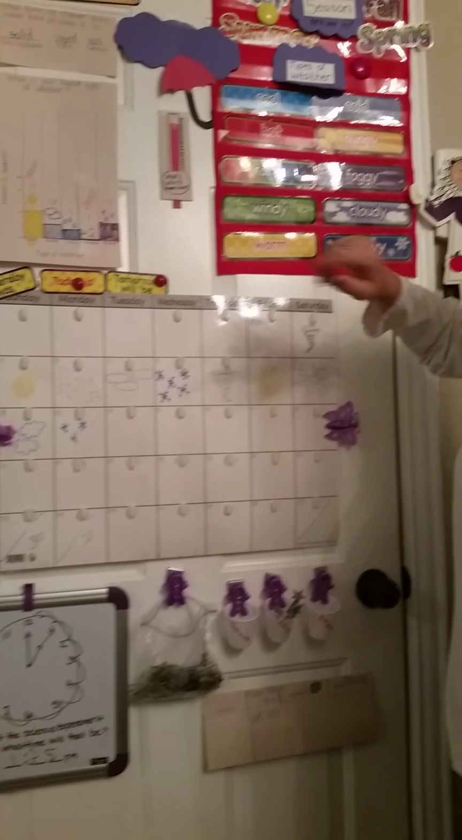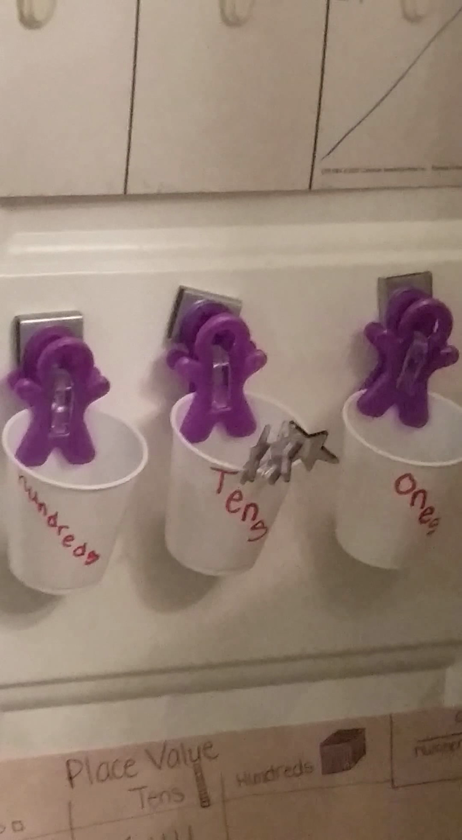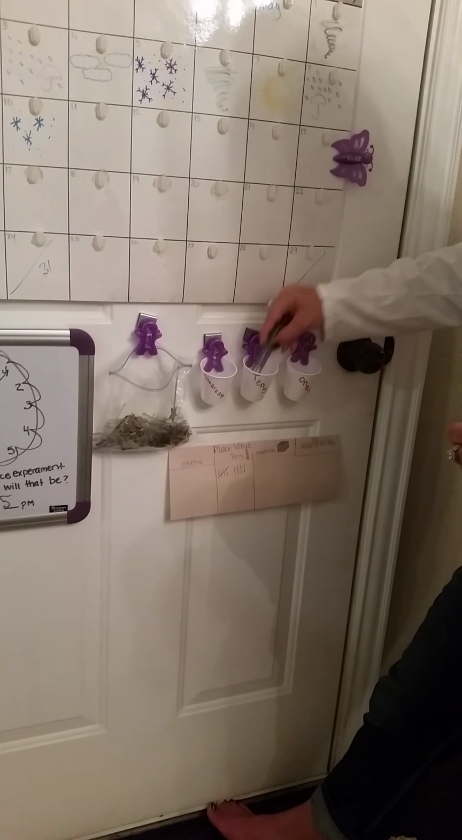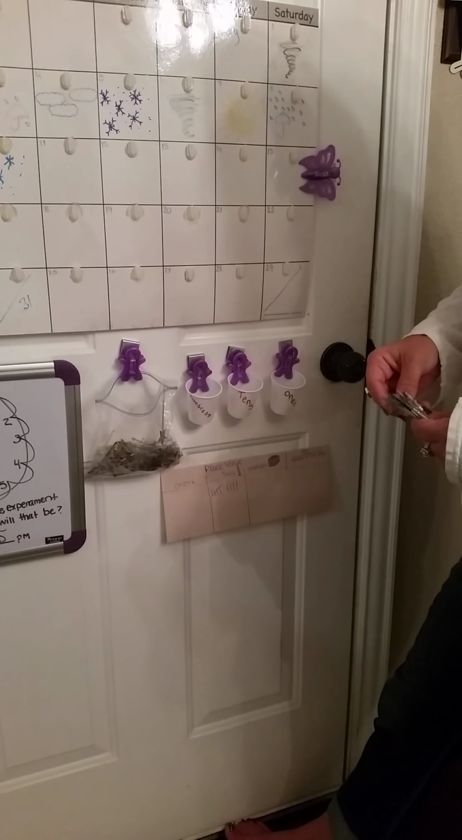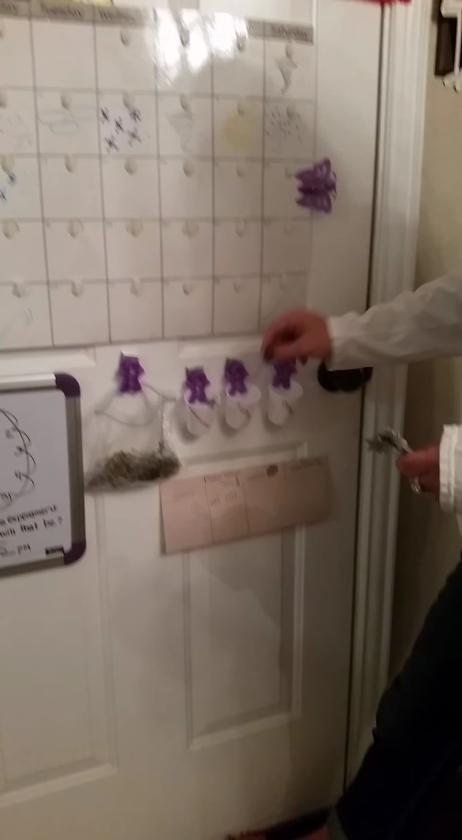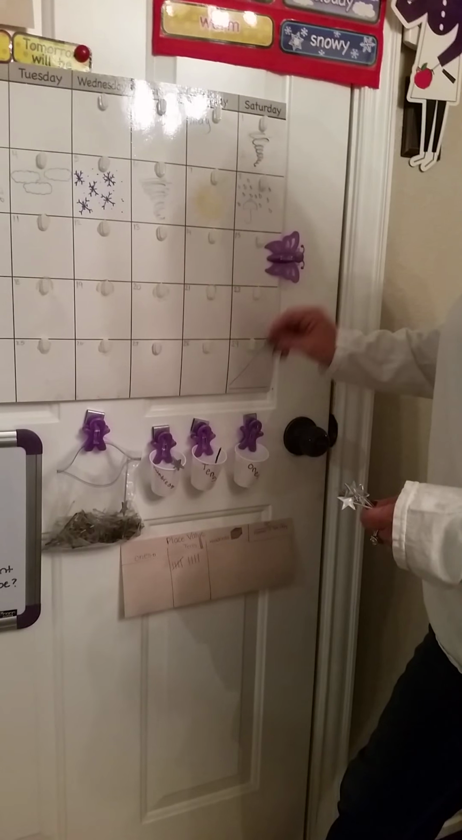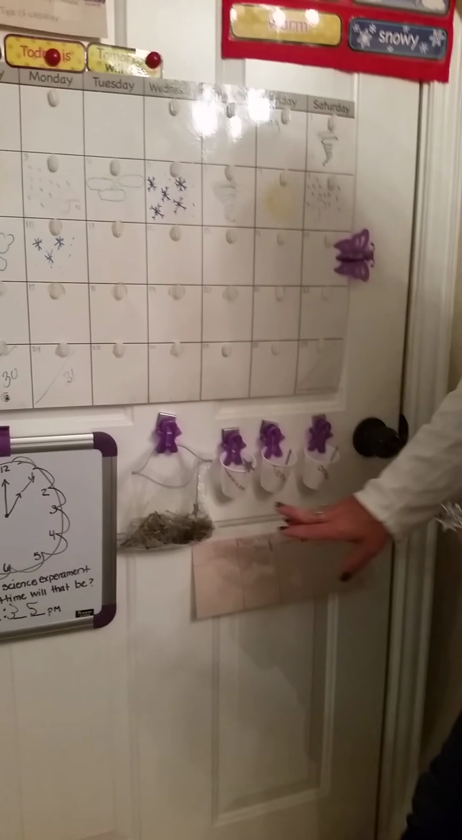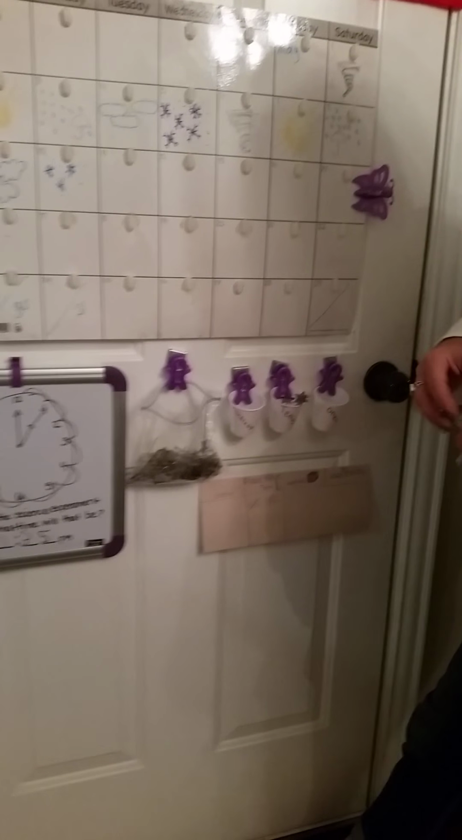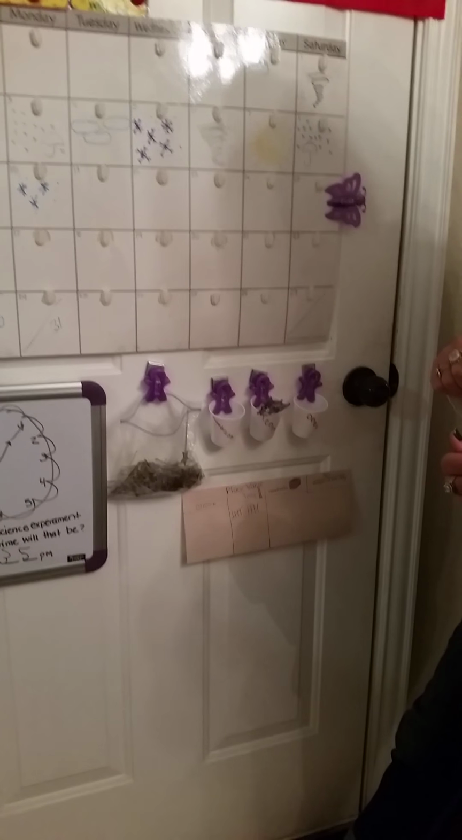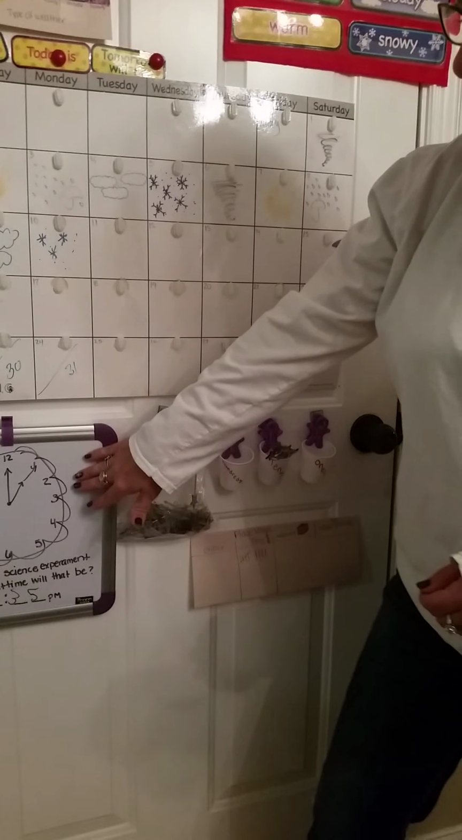Then we establish how many of our stars go in what place value. Since we have 9 tally marks in the tens place, we put 9 stars in our tens bucket. That's 2, 4, 6, 8, and we would put 1 more. If our weather outside was 111, we would have 1 star in our hundreds, 1 in our tens, and 1 star in our ones bucket, and it would be 111 degrees outside. But today it is only 90, so we're going to put 9 stars in our tens bucket.